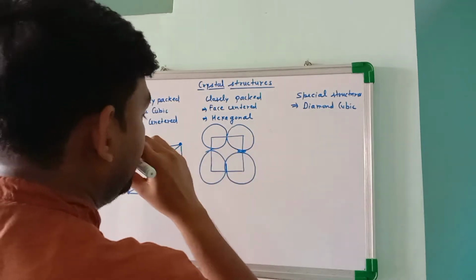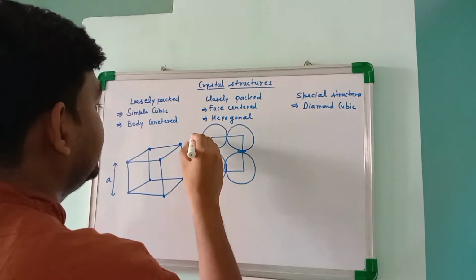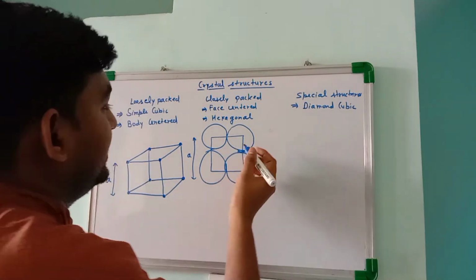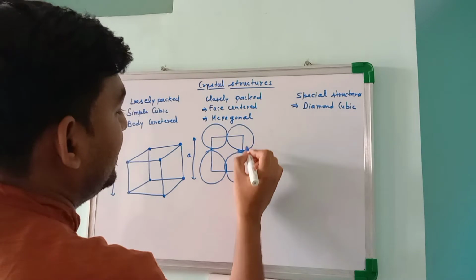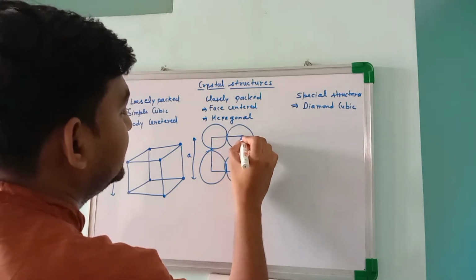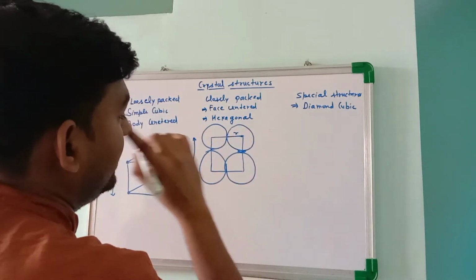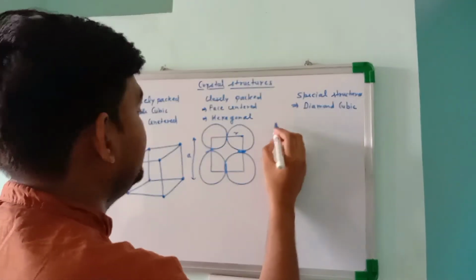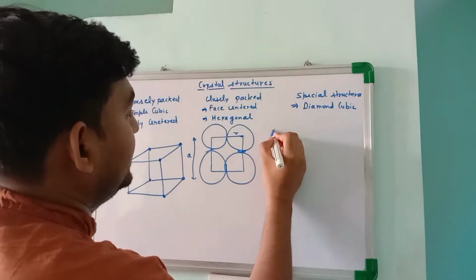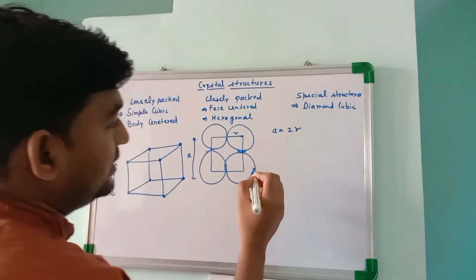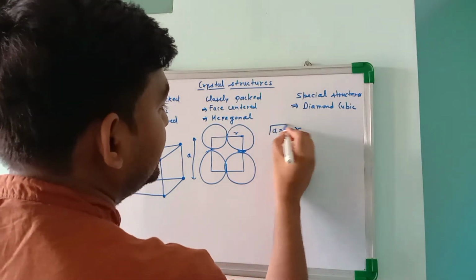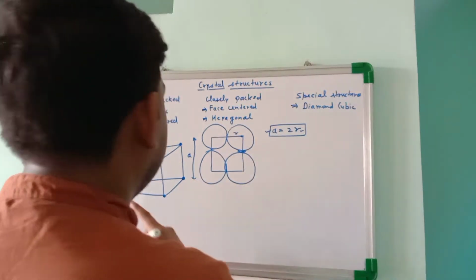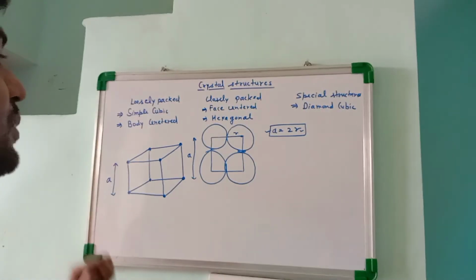Okay, and this is the edge length. So we can easily understand that if the atomic radius is r, this is r, then the relation between atomic radius and the cube edge length a is a equals 2r. Simply this is the relation between the atomic radius and cube edge length for simple cubic lattice.